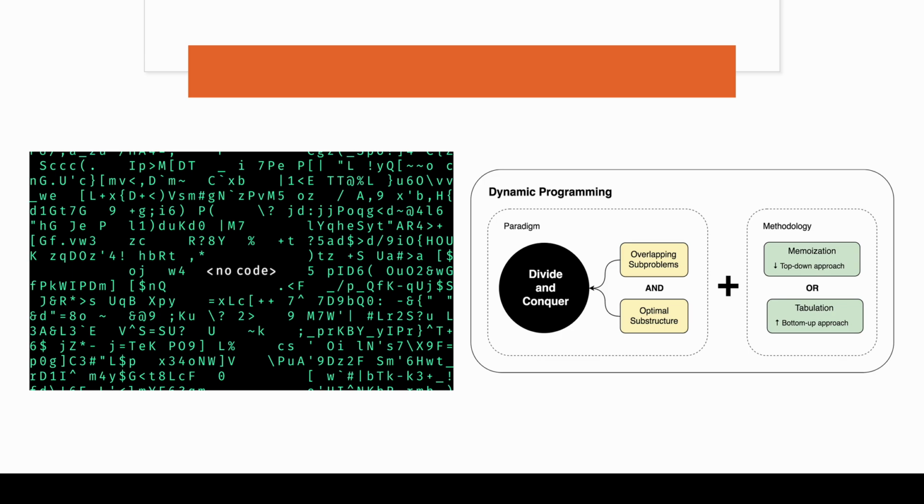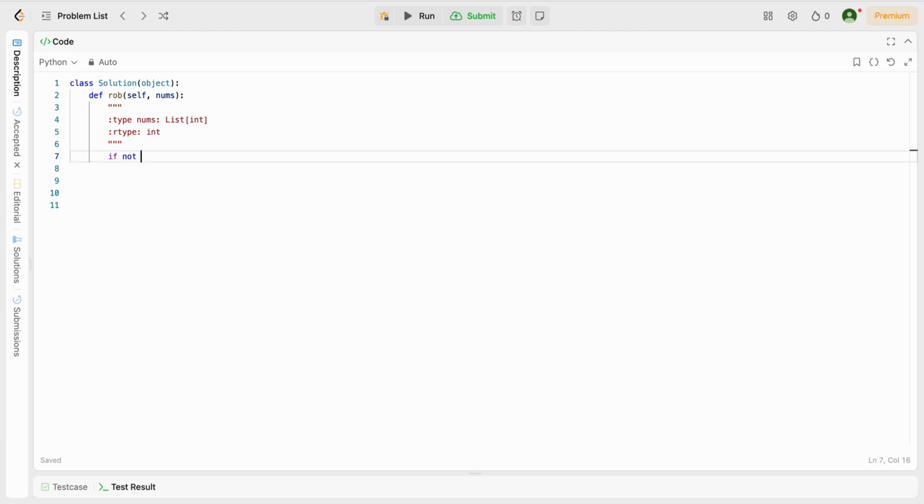So here's the Python implementation. First, we're going to check if the array is empty. If it is, we know we're not going to be able to make any money. Second, let's just say n equals length of nums, and we're going to see if the length of the array is 1. If that's the case, that means there's only one house and we're only going to rob that house.